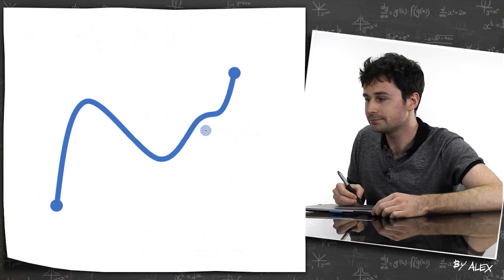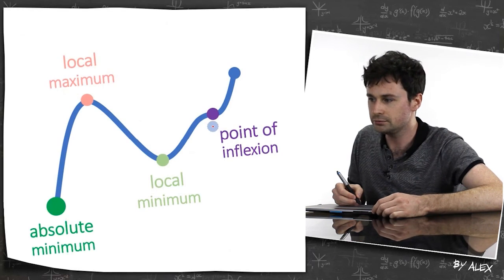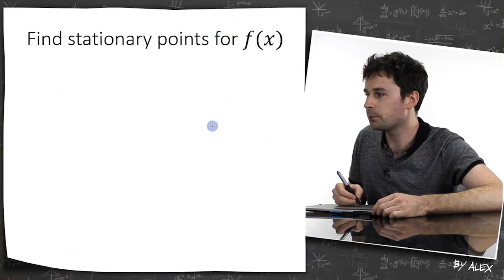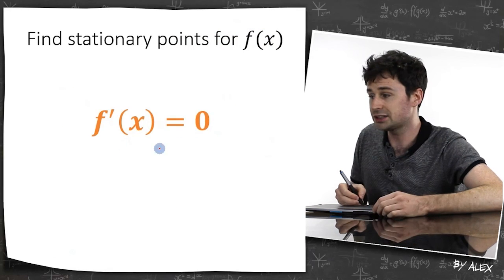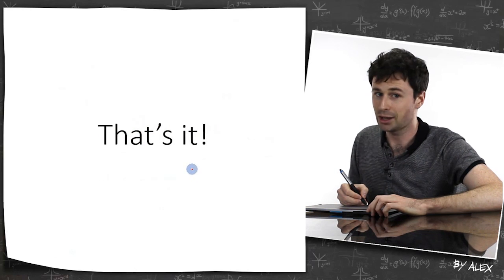And as a summary, there's your local maximum, there's your local minimum, there's your point of inflection, absolute minimum, absolute maximum. You find stationary points for f of x by making f dash of x equals 0 and solving for x. And that's it. I hope this helps.